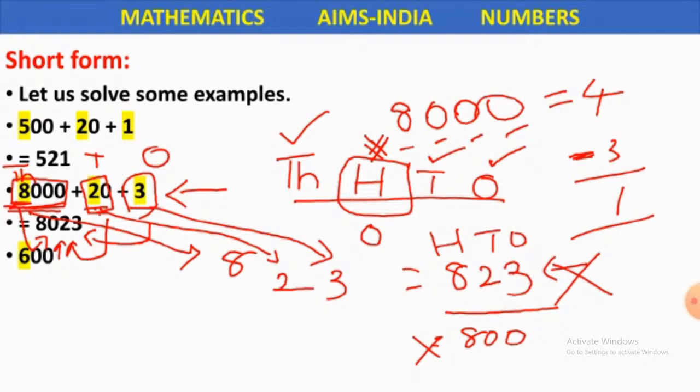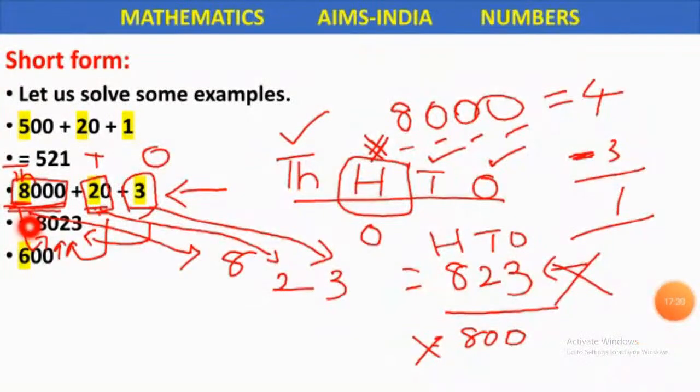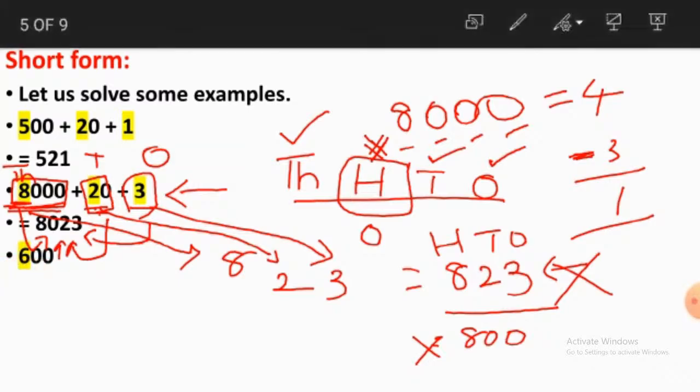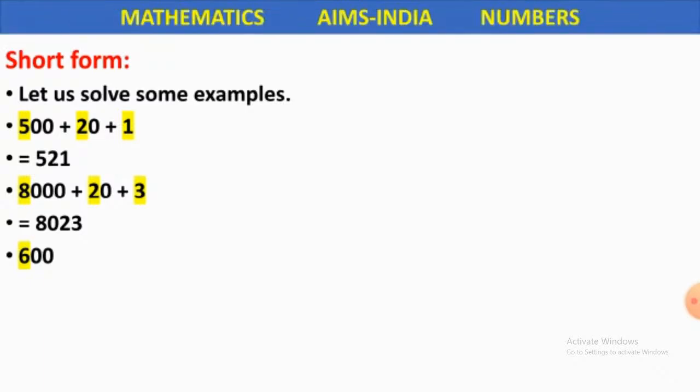The last example we'll be solving from short forms is 600. This is very simple. Here they are only given 600. See, in 600, let me erase this all. Yeah. In 600, they are giving only one term, which is 600. Now this is in hundreds place. We know that 6 is in hundreds place.